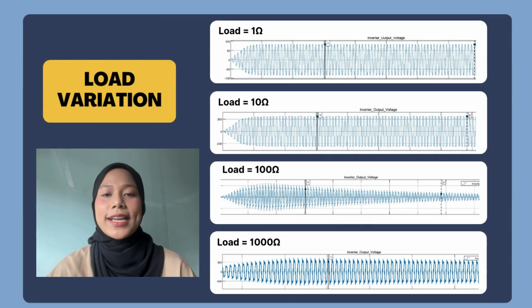Meanwhile, for the load variation analysis, we tested the inverter under 4 different load values: 1 ohm, 10 ohm, 100 ohm, and also 1000 ohm. The main observation is that the output voltage increases as the load resistance becomes higher.